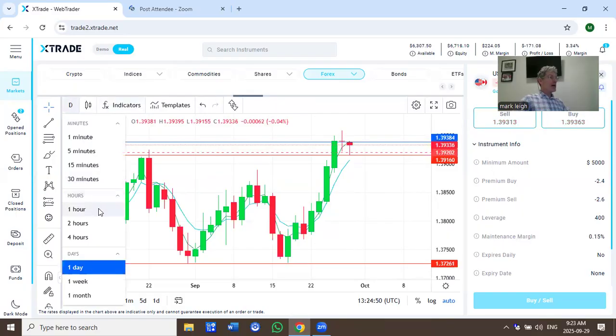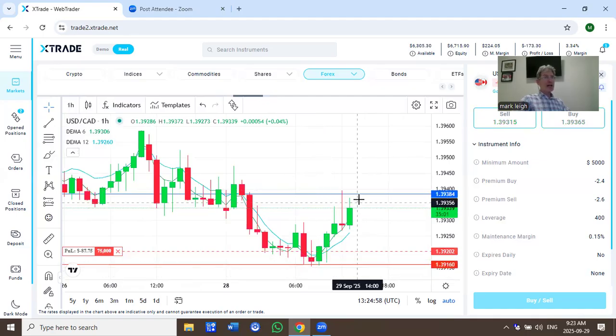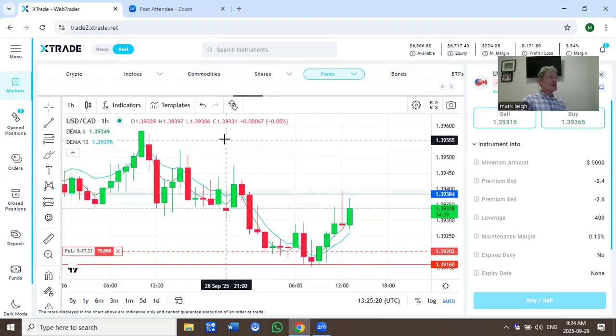Let's have a look at the hourly. There you see US dollar fight back from support at 139.16, looking up at resistance 139.38. US dollar weakness to start the day. We'll see but certainly looking to fight its way back. It's made nice gains against the Canadian, starting to fight its way back against the European currencies, the euro and the pound, and also against the yen.